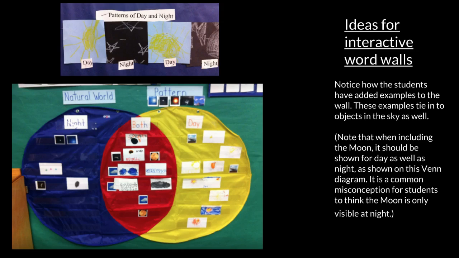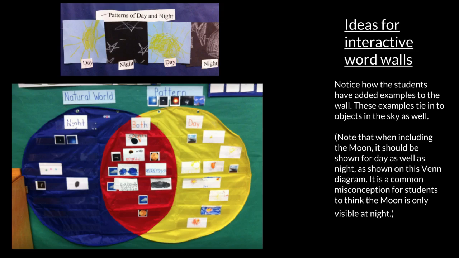So they've got day and night as the pattern here, and what they would see in the day and what they would see at night. That's just an example of a way to get your students to be interactive with that, as well as the Venn diagram at the bottom. So here we have day and night and then both.